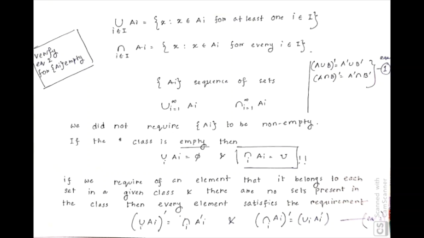This may come as a surprise, the last part, the intersection thing. The second of these facts amounts to the following statement. If we require of an element that it belongs to each set in a given class, and if there are no sets present in the class, then every element satisfies this requirement.